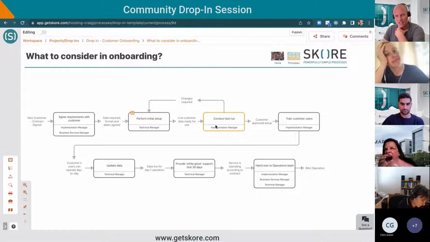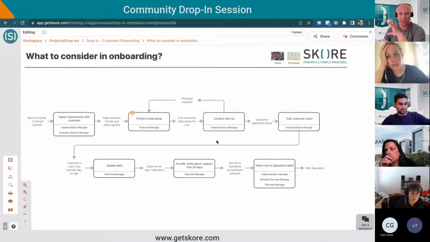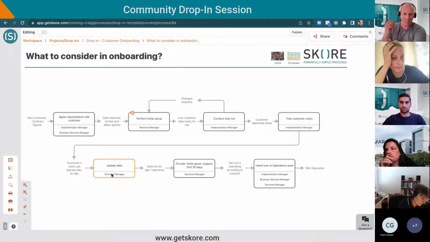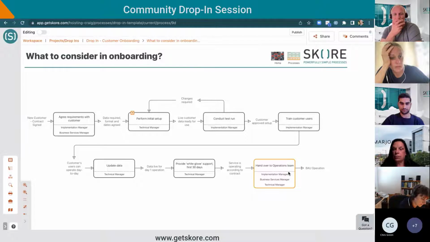And then they were doing a test, and you can see a feedback loop here where that would keep going until they had it working in the right way. And then at this update, the data for your go live operations would be uploaded into the system, then provide some sort of high level support before handing over to a business as usual type operation.